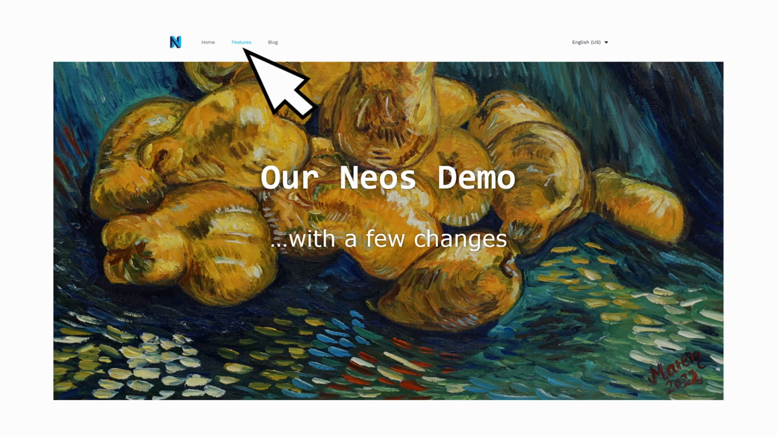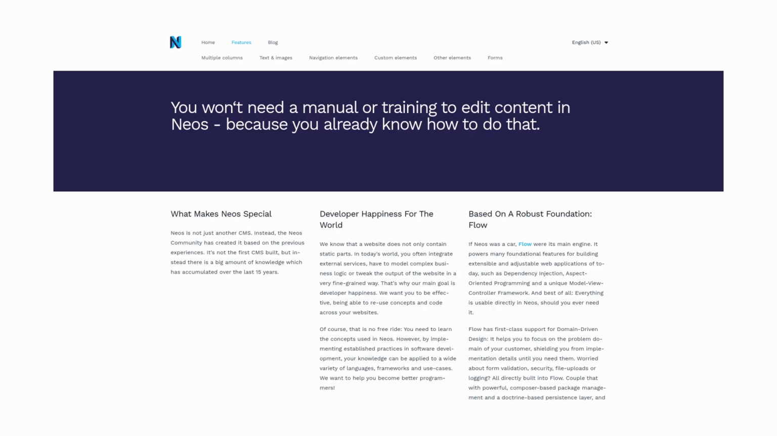So why are we doing any of this? Isn't everything fine in the Neos rendering stack? So we prepared our own little version of the Neos demo, slightly improved, of course. And you can already do lots of stuff, right? There are lots of features. You probably know this page. That's the Neos demo page.